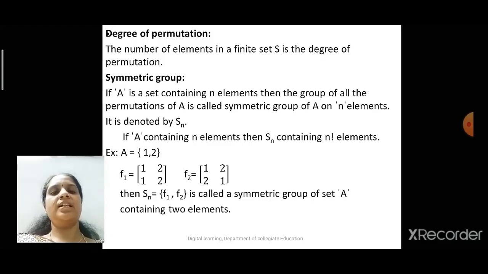Example: if we consider the set A as 1 and 2, then f1 can be considered as 1, 2 and 1, 2. f2 is again 1, 2 and 2, 1. So like this, by interchanging the rows and the columns, we got f1 and f2. All the possible permutations framed from the set A can be taken as a symmetric group. So Sn equal to f1 and f2 is called the symmetric group of the set A containing 2 elements, which are 1 and 2.